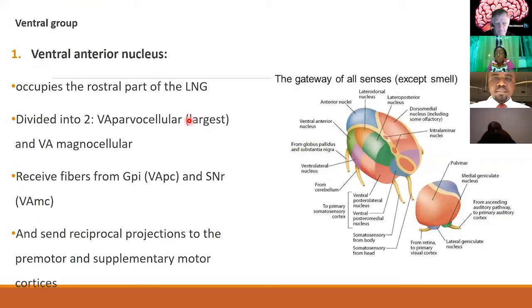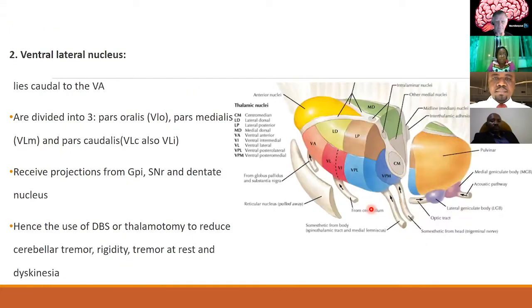The ventral anterior nucleus occupies the rostral part of the lateral nuclear group. It is divided into two parts. We have the parvocellular part, which is the largest, and the magnocellular part. They receive fibers from the internal globus pallidus and the pars reticulata of the substantia nigra. They send reciprocal projections to the premotor and the supplementary motor cortices.